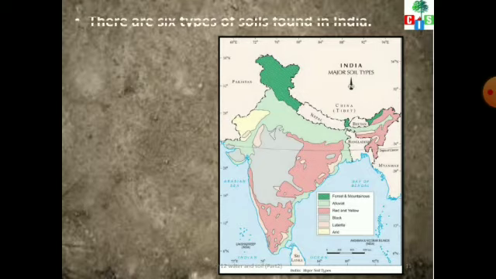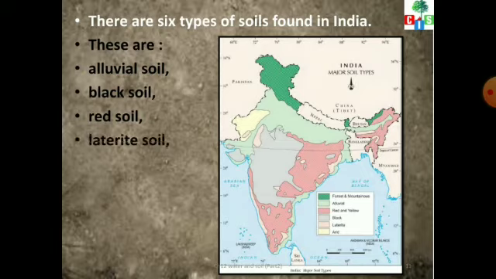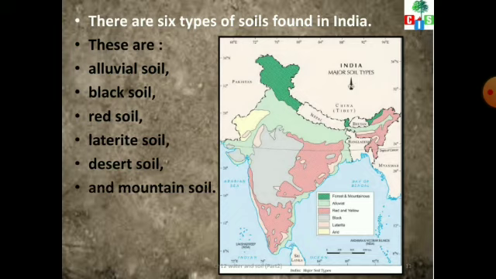Now, there are six types of soils found in India. How many types of soils are there? Six types of soils found in India. First one is alluvial soil, then black soil, next is red soil, laterite soil, desert soil, and mountain soil. So these are the types of soil found in India. You can see in the map given that different states have different types of soil. So let's see alluvial soil first in detail.